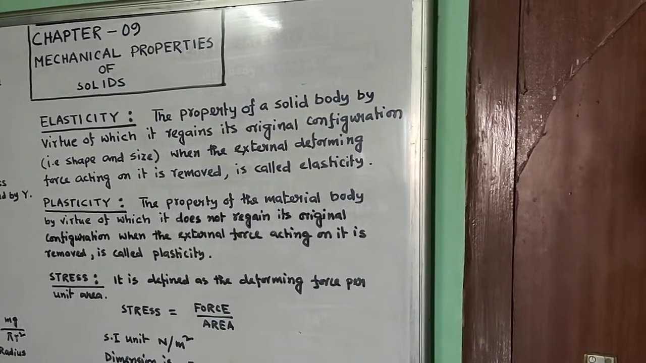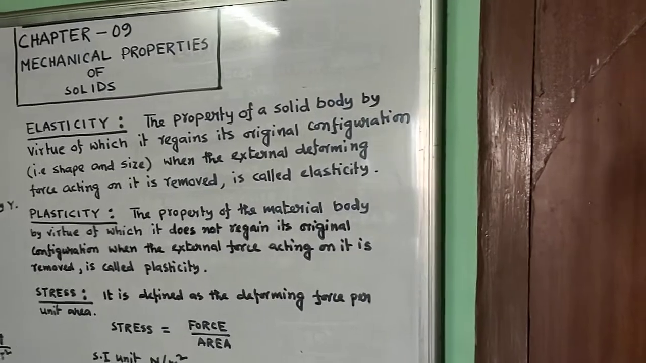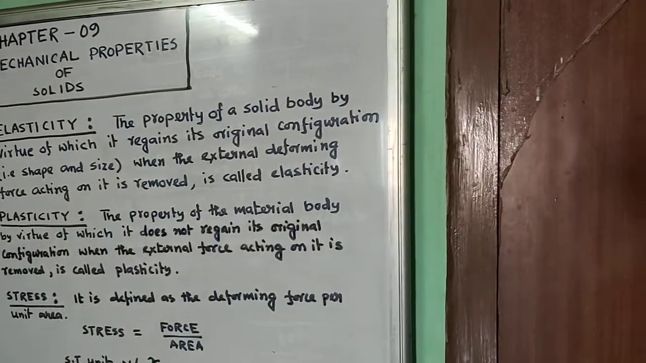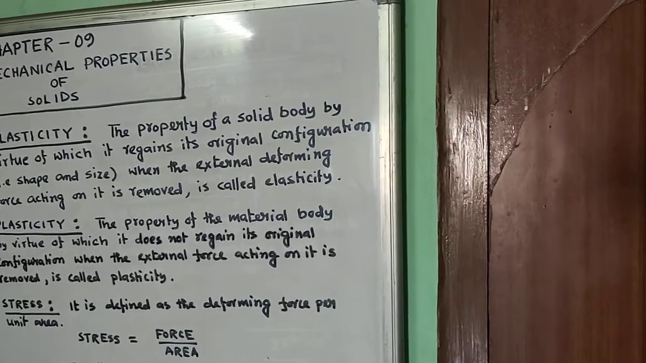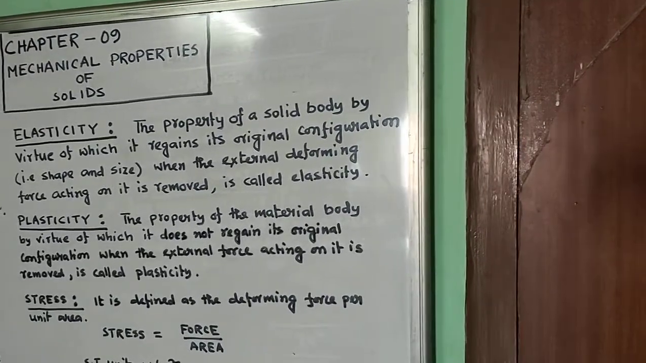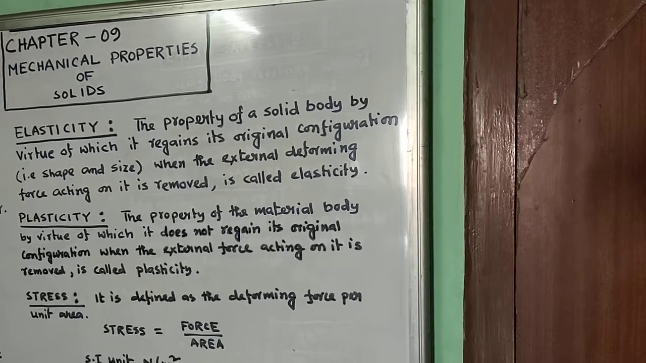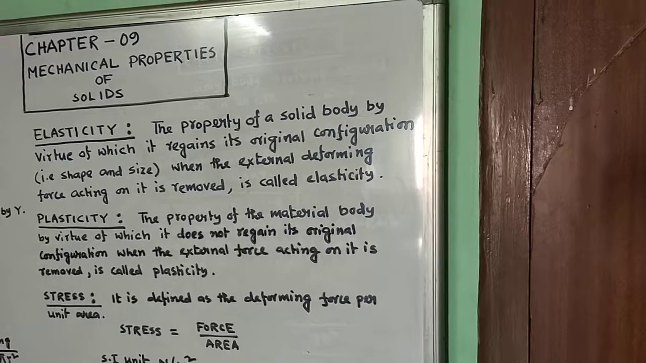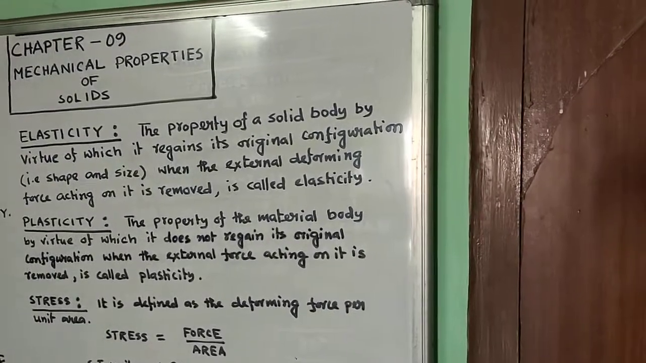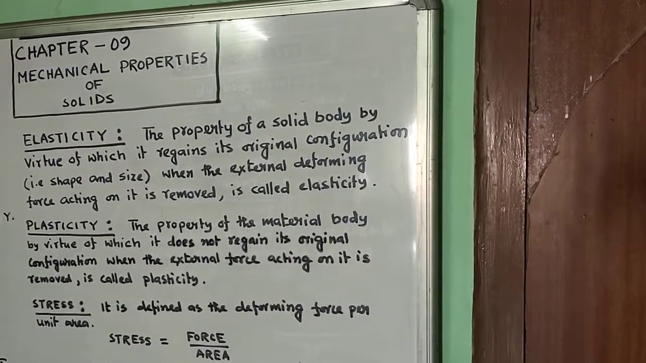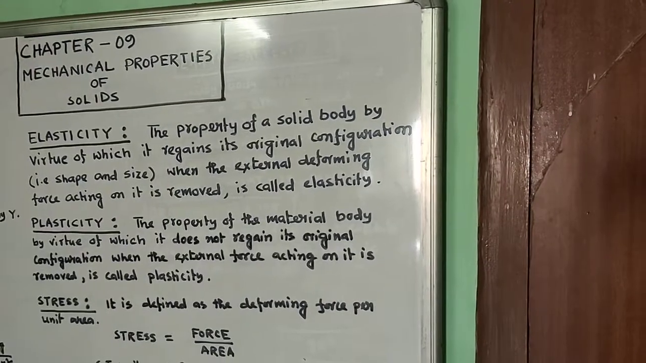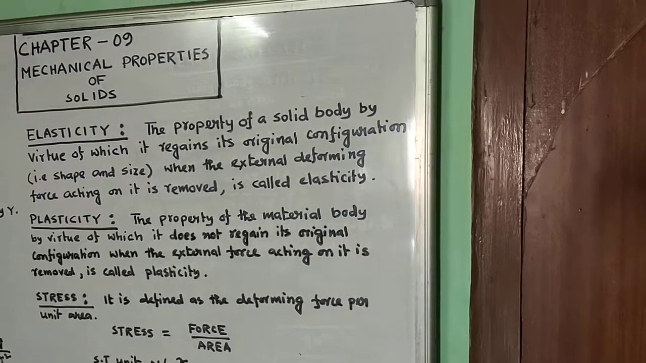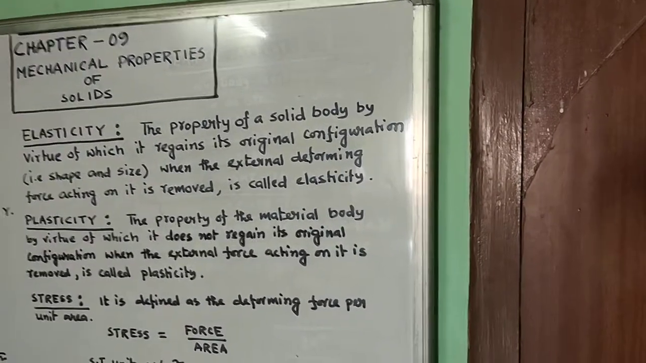Now you see, practically, if you deform an object and remove the deforming force, though it is elastic, it does not regain its configuration 100%. There is always some kind of permanent deformation. So in that case, you are not supposed to say an object is perfectly elastic. So perfectly elastic means what? If it regains its complete configuration when the deforming force is removed. So perfectly elastic is very tough.